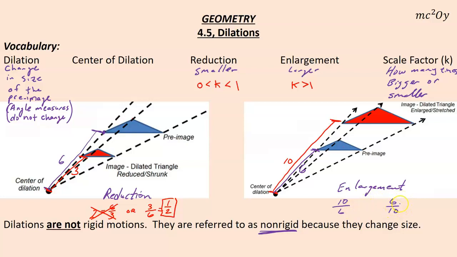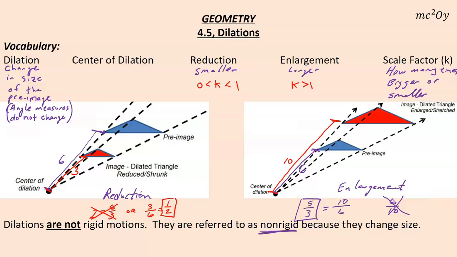Well, hopefully right away you recognize 6/10 is smaller than 1 because the numerator is smaller than 10. So that one won't work. The numerator is smaller than the denominator. The smaller number's on top, so it's less than 1. Since the bigger number's on top here, that means it's greater than 1. 10/6 actually reduces to 5/3. My scale factor, or K, equals 5/3.